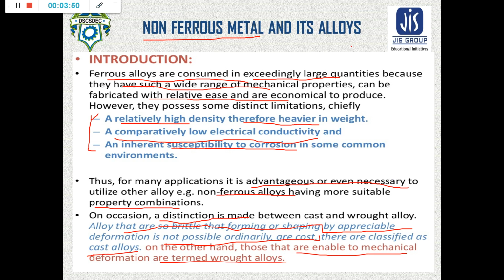So we have all heard about cast iron and wrought iron. The difference between cast iron and wrought iron is that cast iron can't be deformed mechanically very easily, but wrought iron can be easily deformed using mechanical deformation. So ductility, malleability, this type of property will be more in case of wrought iron. So this is the difference between cast and wrought alloy. Cast alloys are more brittle, but wrought alloys are more ductile, which can be deformed using mechanical deformation.